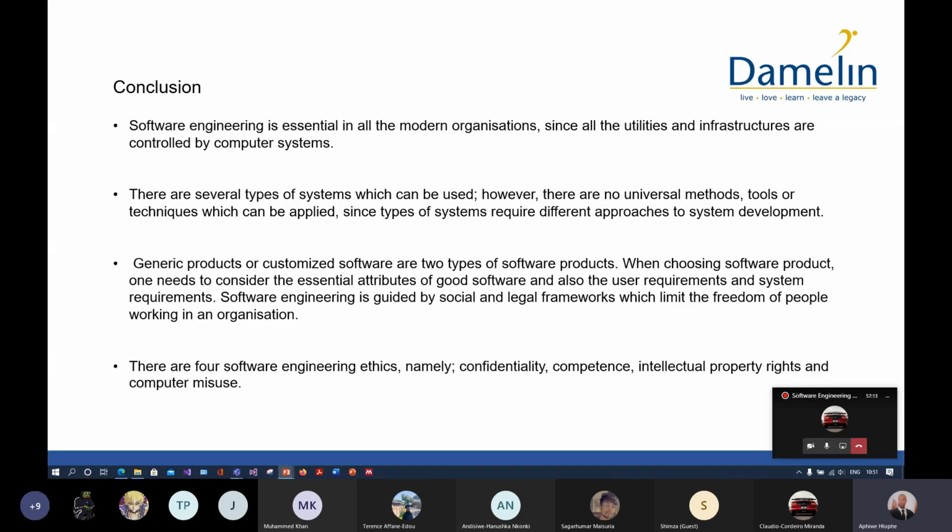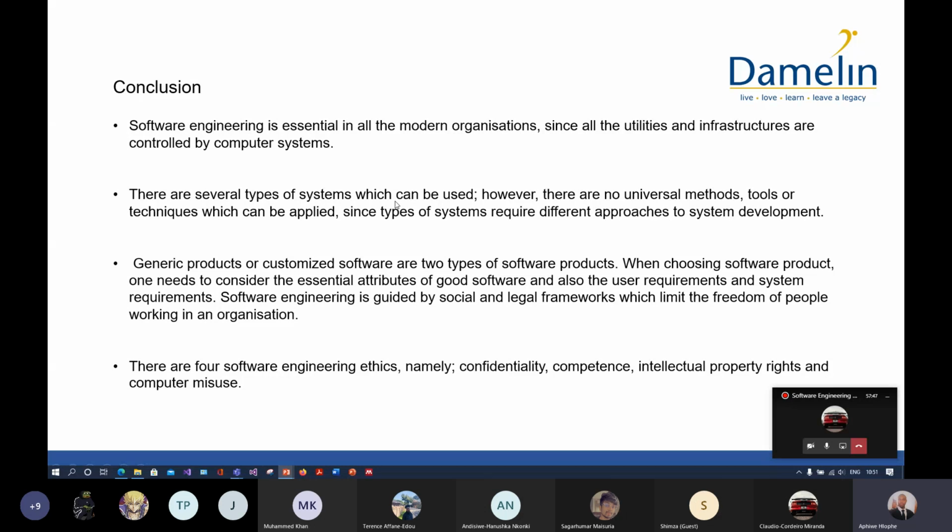So in conclusion, software engineering is essential in all modern organizations since all the utilities and infrastructure are controlled by computer systems. So what they are saying here is that remember that in the modern world, everything is controlled by software. That's why when you go to an organization and they say they're offline, it's because the systems are down and they can't do anything. So it's essential, since we rely so much on systems, it's essential that we adopt software engineering processes to ensure that we minimize the amount of downtime.